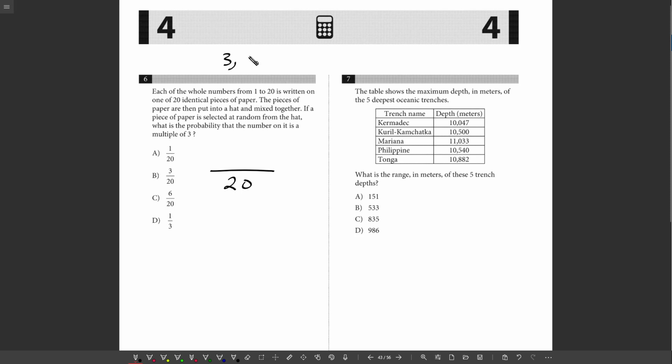Let's just write them out. It's 3, and it's 6, and it's 9, and it's 12, and it's 15, and it's 18. So that's 6 out of 20, and we don't need to reduce. We just get choice C.